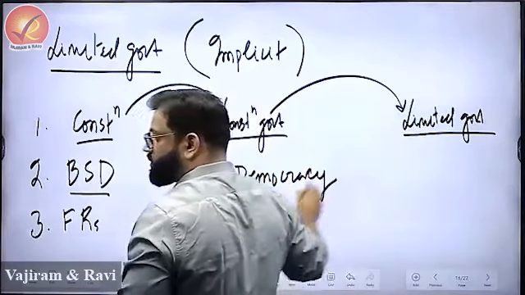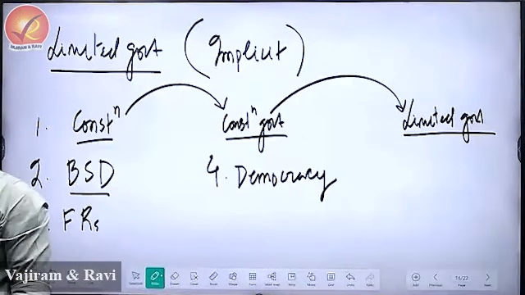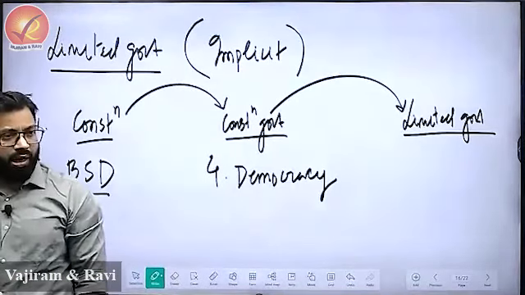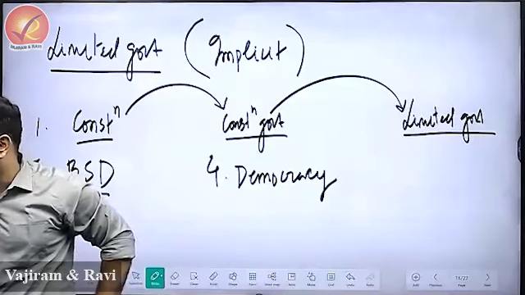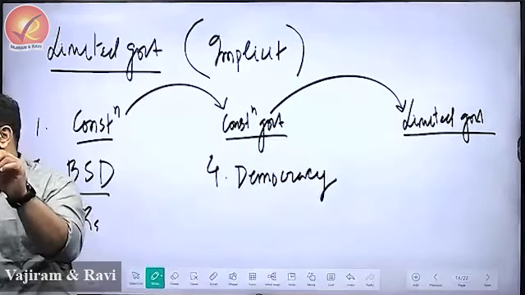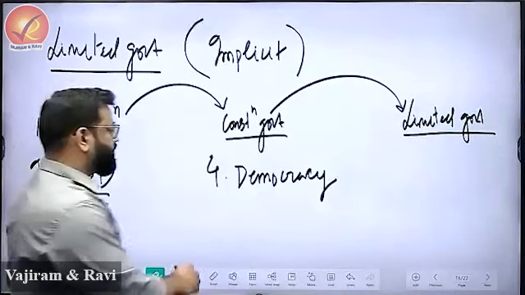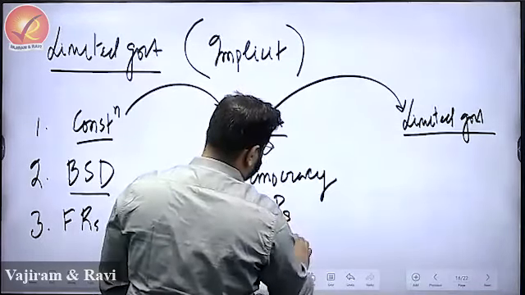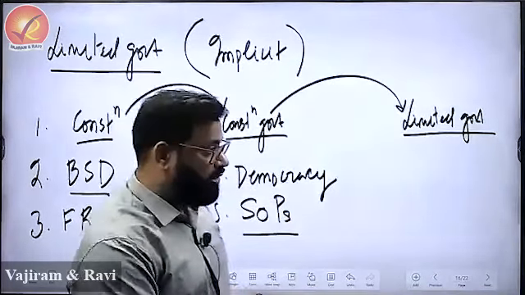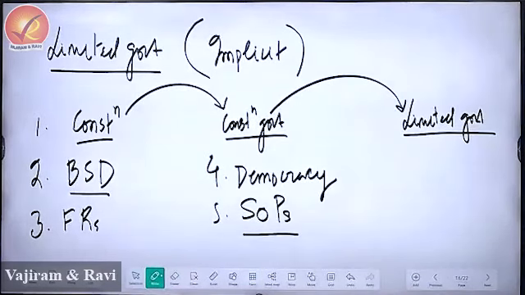Can anyone rule us? No. Only that party which has got the maximum number of seats is going to rule us. Anyone who is ruling us, can they do anything with us? No, they cannot. The moment we use the word cannot, it is limited government. And the next one is separation of powers. S is very, very important at the end. Separation of powers. Right? What is separation of power?